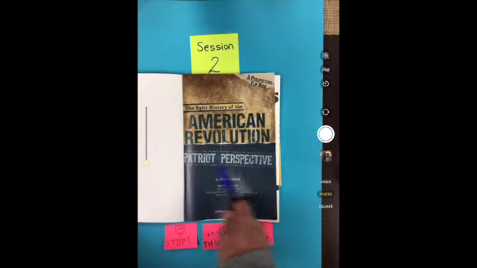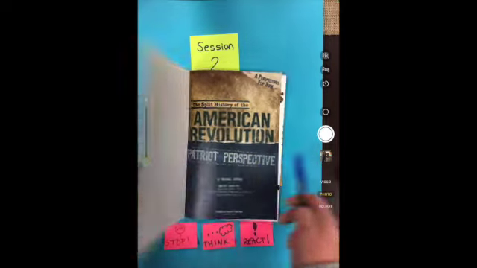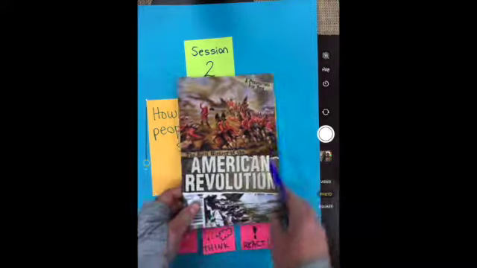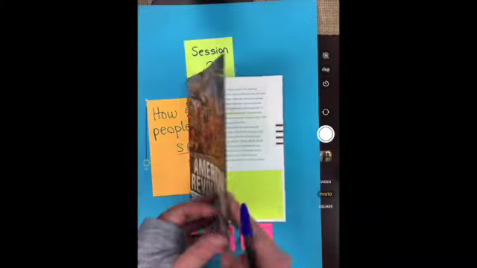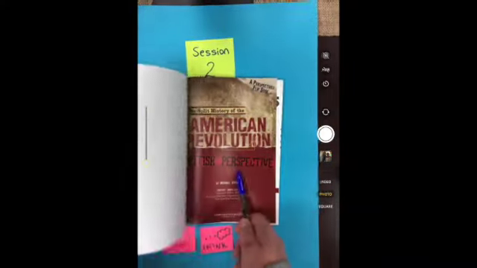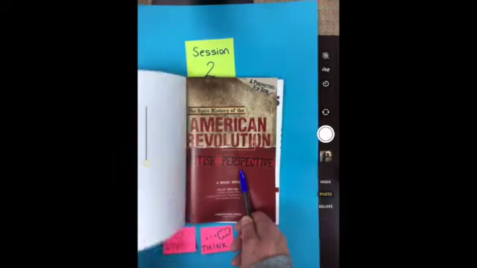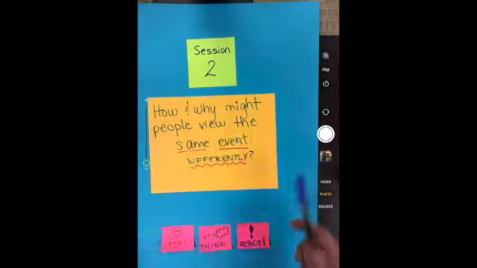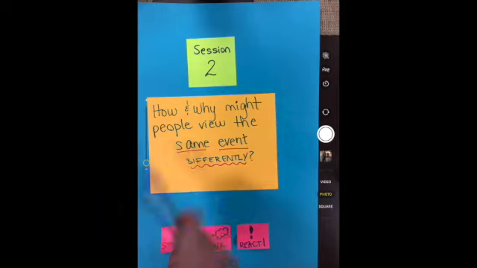The blue side is the Patriot perspective. When we flip it over, we see red with the red-coated soldiers, and that is going to give us the British perspective. So that's going to help us to say, why might people view the same event differently? We're probably thinking about the Patriots and the British, right? Let's go ahead and get started. We're going to start with the Patriot side.